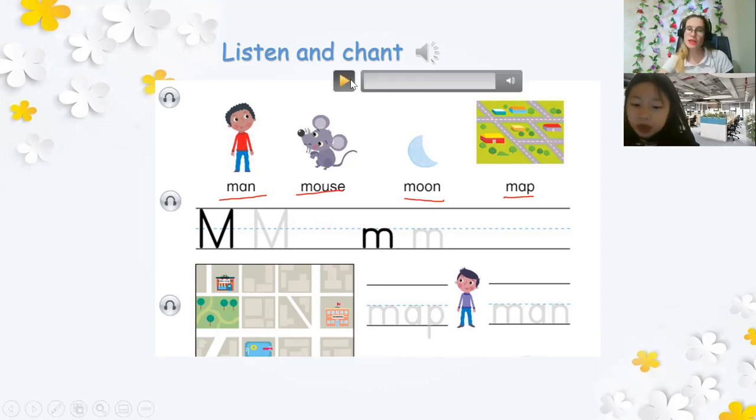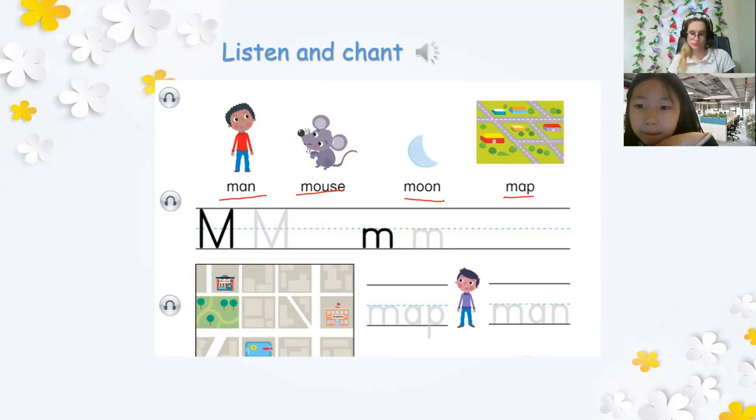One more time. Let's sing. Unit 9. Rainy day. Phonics chant. Listen to M sounds like M. Chant and point to words that start with M. What do you see? M, M, M. What words start with M? Man, mouse, moon, map. They all start with M.